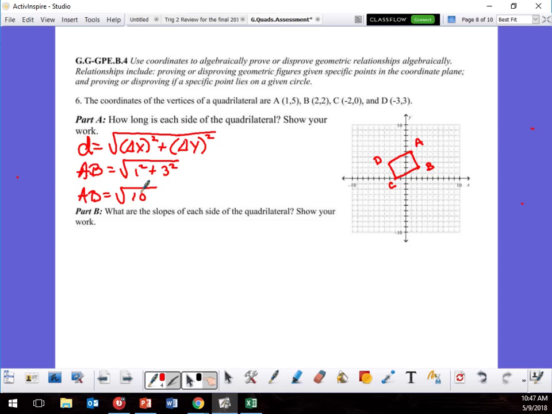Yes? Okay, so let's keep going. The next one is going to be BC. How far is 2 away from -2? 4, very good. How far is 2 away from 0? 2. So that's going to give me the square root of 16 plus 4, which is 20. Okay. Next one is going to be CD.